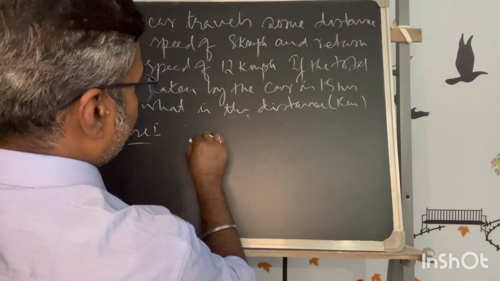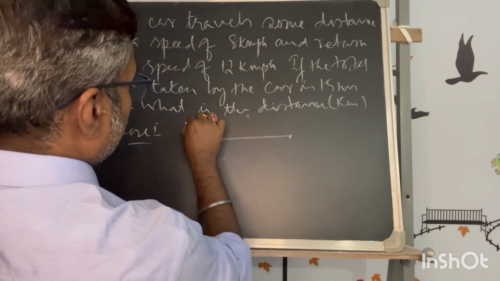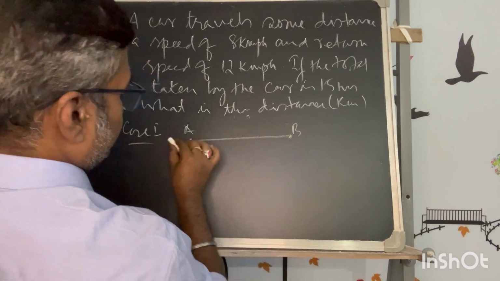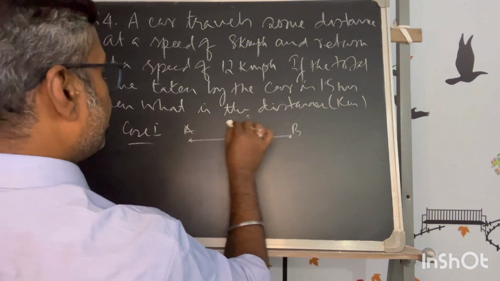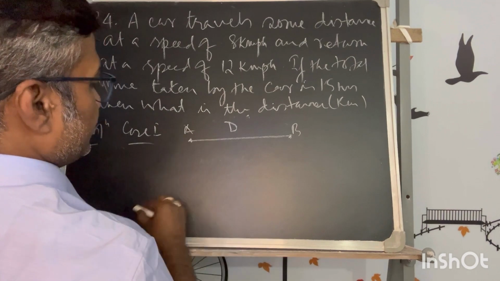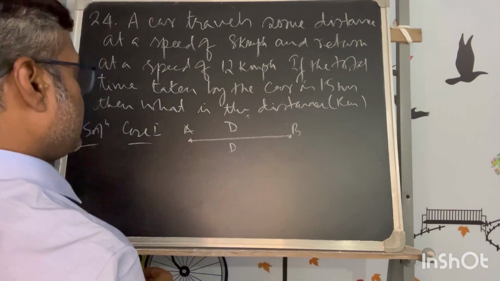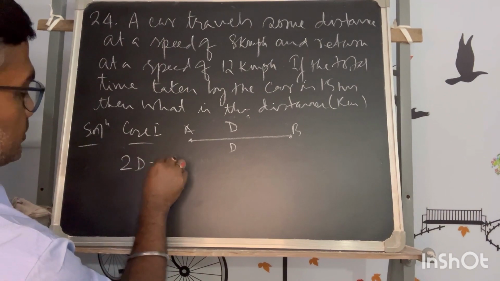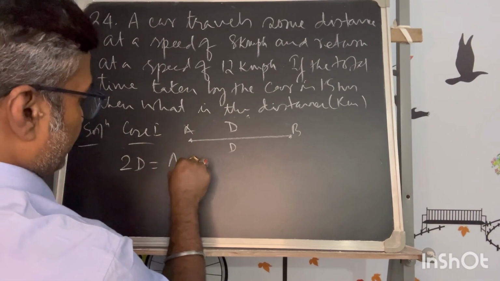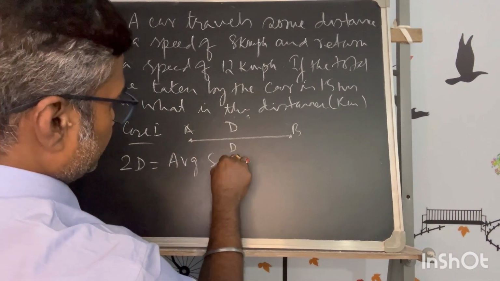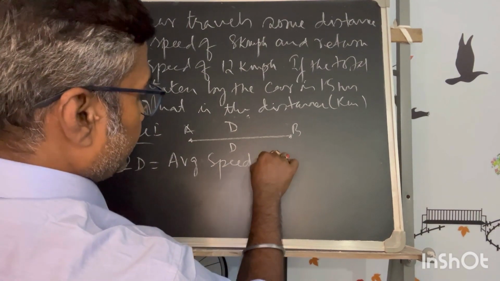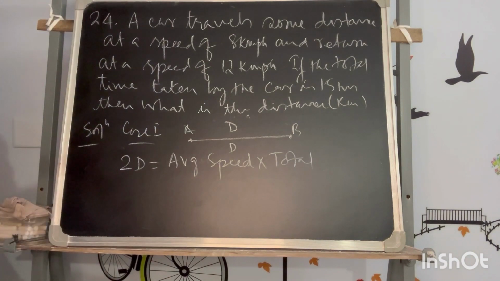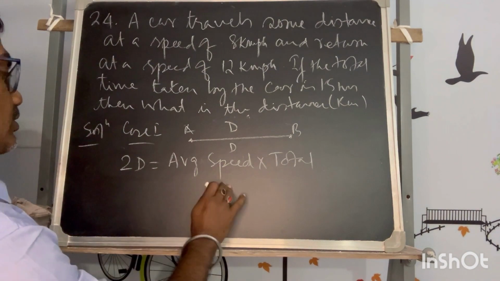how can we find it? From A to B, whatever distance is covered, B to A covers the same distance, so double the distance. If I say this is D, then the reverse journey is also D. The total distance 2D is equal to the average speed into total time. This also can be one of the methods of doing that.